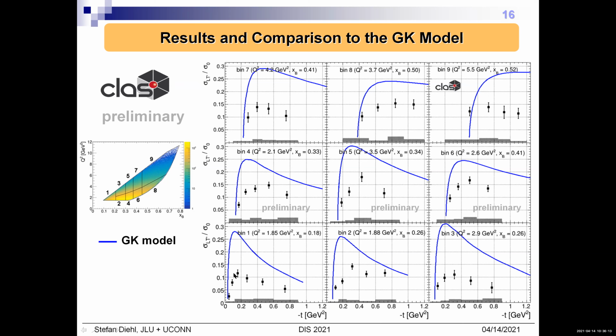Here at low Q square, we have some increase and then a decrease at larger t. This is also present in the prediction of the theory, while at large Q square, we have a more flat behavior, which is also reproduced by the theory.